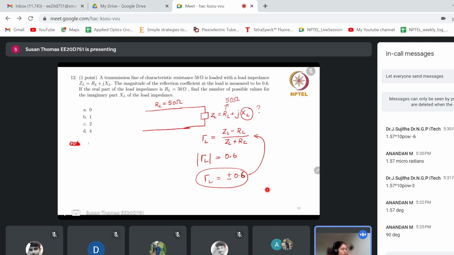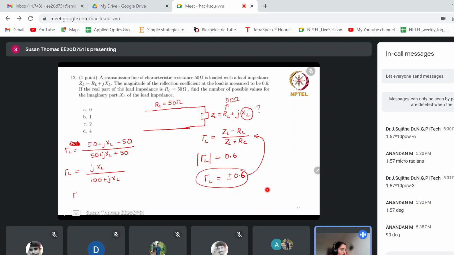ZL is RL, that is 50 plus jXL, minus RC, which is 50, divided by ZL plus RC. So when I say ZL plus RC, that is 50 plus jXL plus 50, which is nothing but gamma L. So this could be simplified as jXL by 100 plus jXL. So this is gamma L.